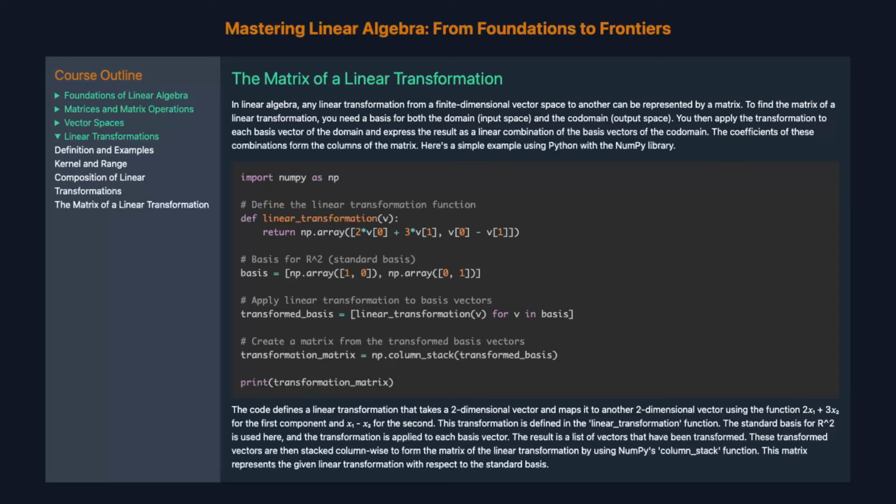The standard basis for R2 is used here, and the transformation is applied to each basis vector. The result is a list of vectors that have been transformed. These transformed vectors are then stacked column-wise to form the matrix of the linear transformation by using NumPy's column stack function. This matrix represents the given linear transformation with respect to the standard basis.